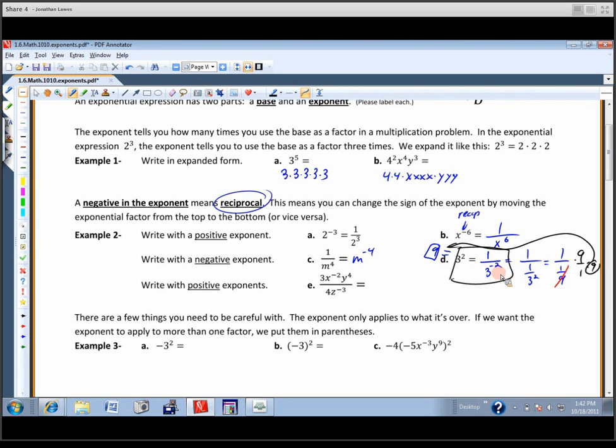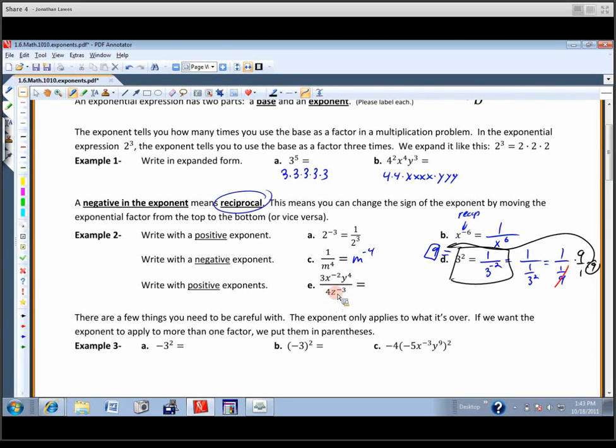And again, you want to note, if I move it from the numerator to the denominator, it changes the sign of the exponent. Okay? So we've written these with negative exponents. We've written these with positive exponents. Now we generally write things with positive exponents. So here's what we're going to do.